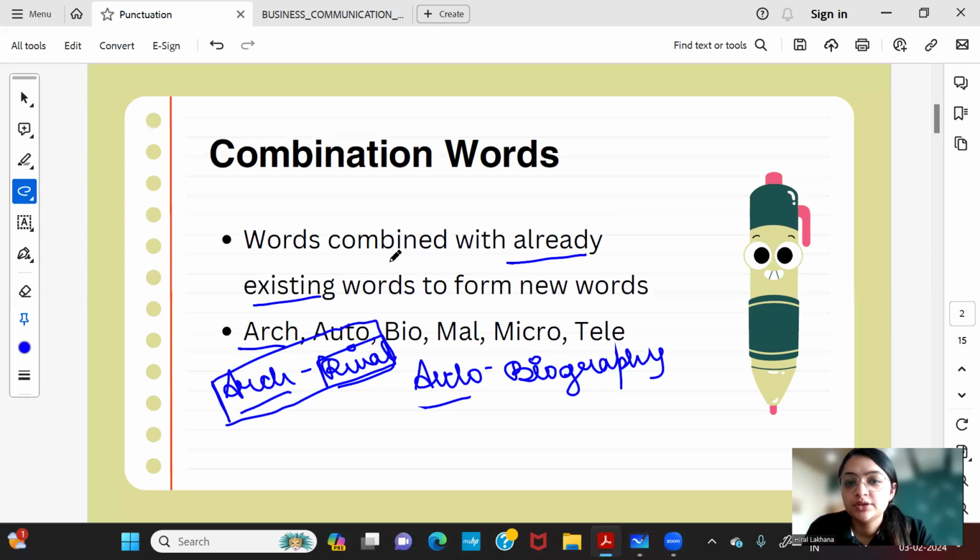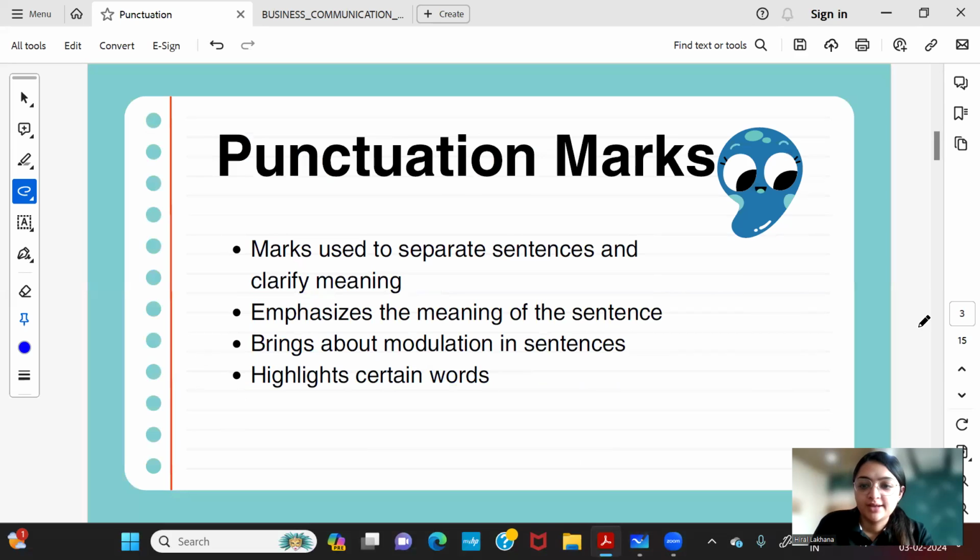Moving on to the next part of this chapter, we have punctuation marks. So what exactly are punctuation marks? As important as the parts of speech are in the English language, punctuation marks are equally important. Why is that so? Punctuation marks give emphasis to the sentence.